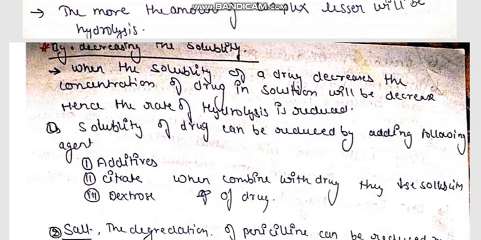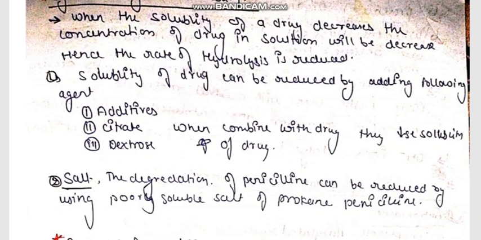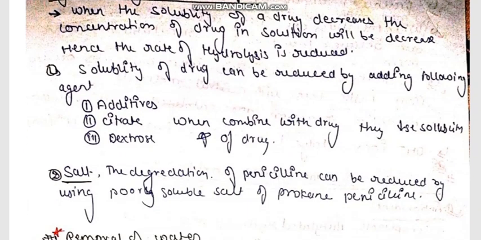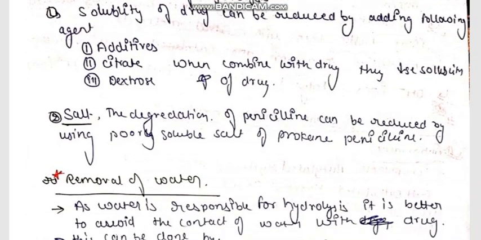Third is by decreasing the solubility. When the solubility of a drug decreases, the concentration of the drug in the solution will be decreased and the rate of hydrolysis is also reduced. Then how can we reduce the solubility of a drug? By adding additives like citrate and dextrose, or by making salt.